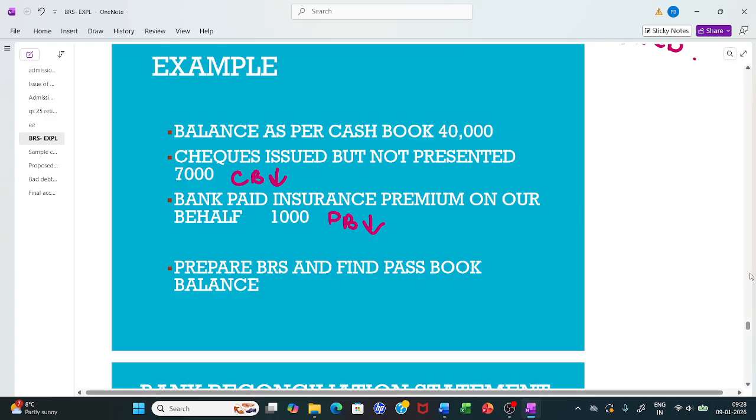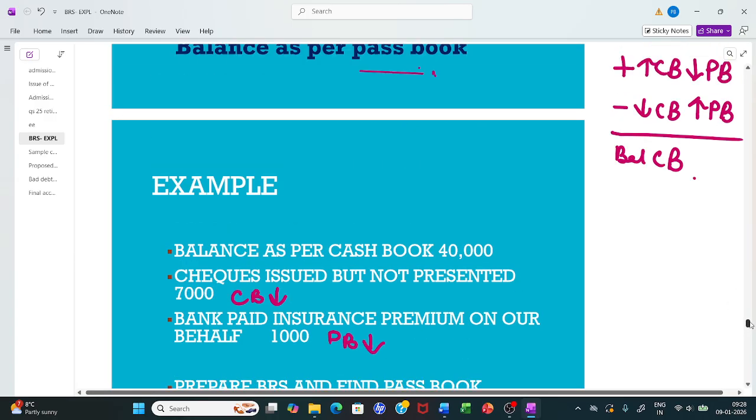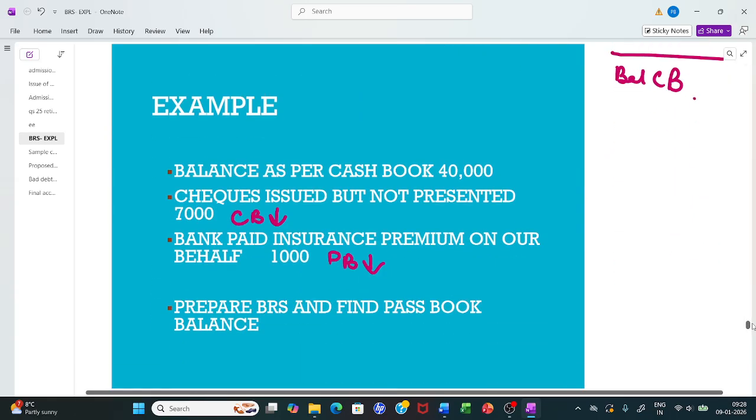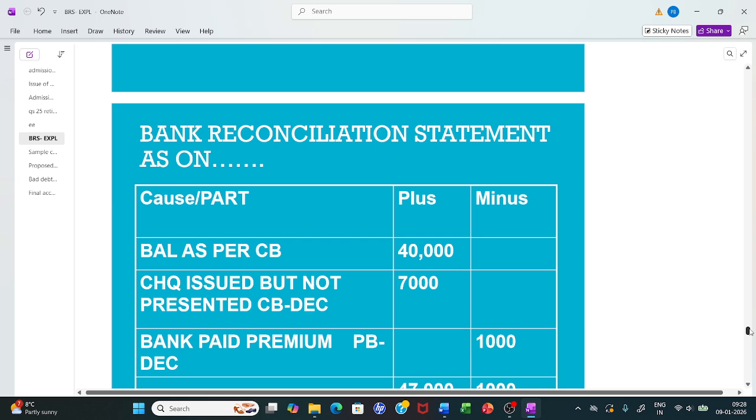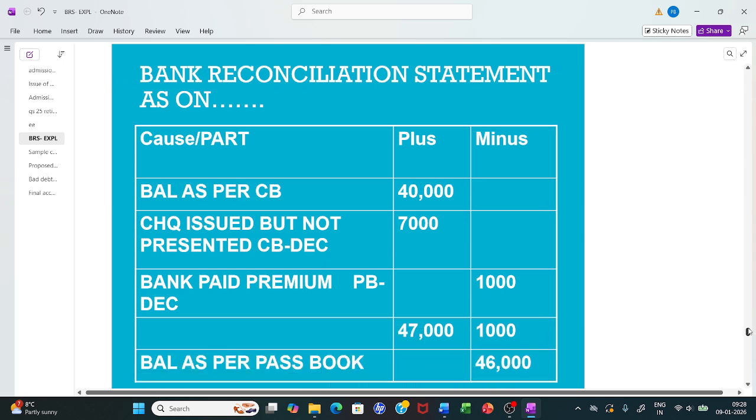Let me see rule 1. I'm given the cash book, and I need to find the passbook. As per rule 1, decreases in the cash book are added and decreases in the passbook are deducted. So in 40,000, if I add 7,000 and deduct 1,000, I'll get the passbook balance. This is what would be expected in a question from me. This is how the format looks.